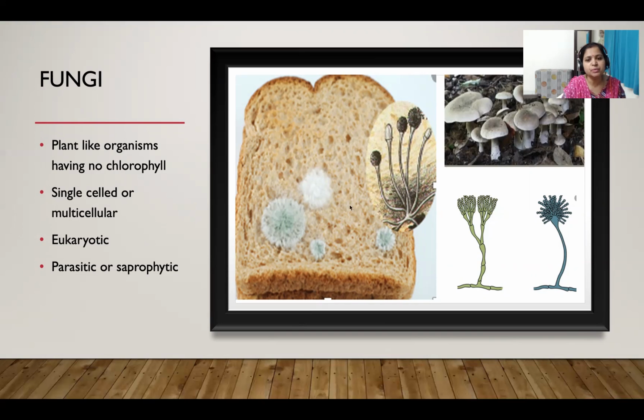Most fungi destroy our food. Here in this picture you can see mushrooms. Some of the mushrooms are edible. Another one is known as penicillium, which looks just like a broom structure. And this one is aspergillus. So they generally destroy our food.